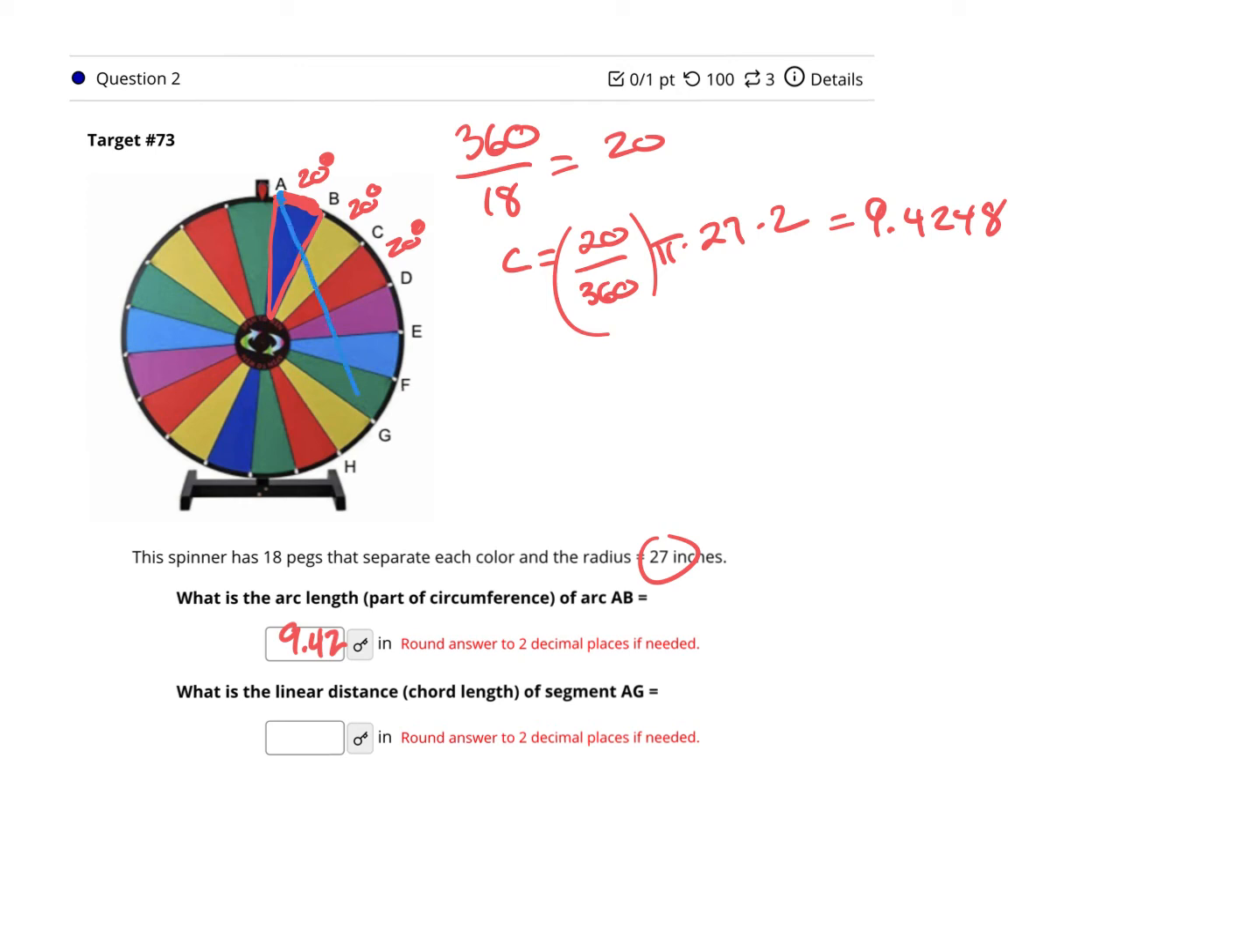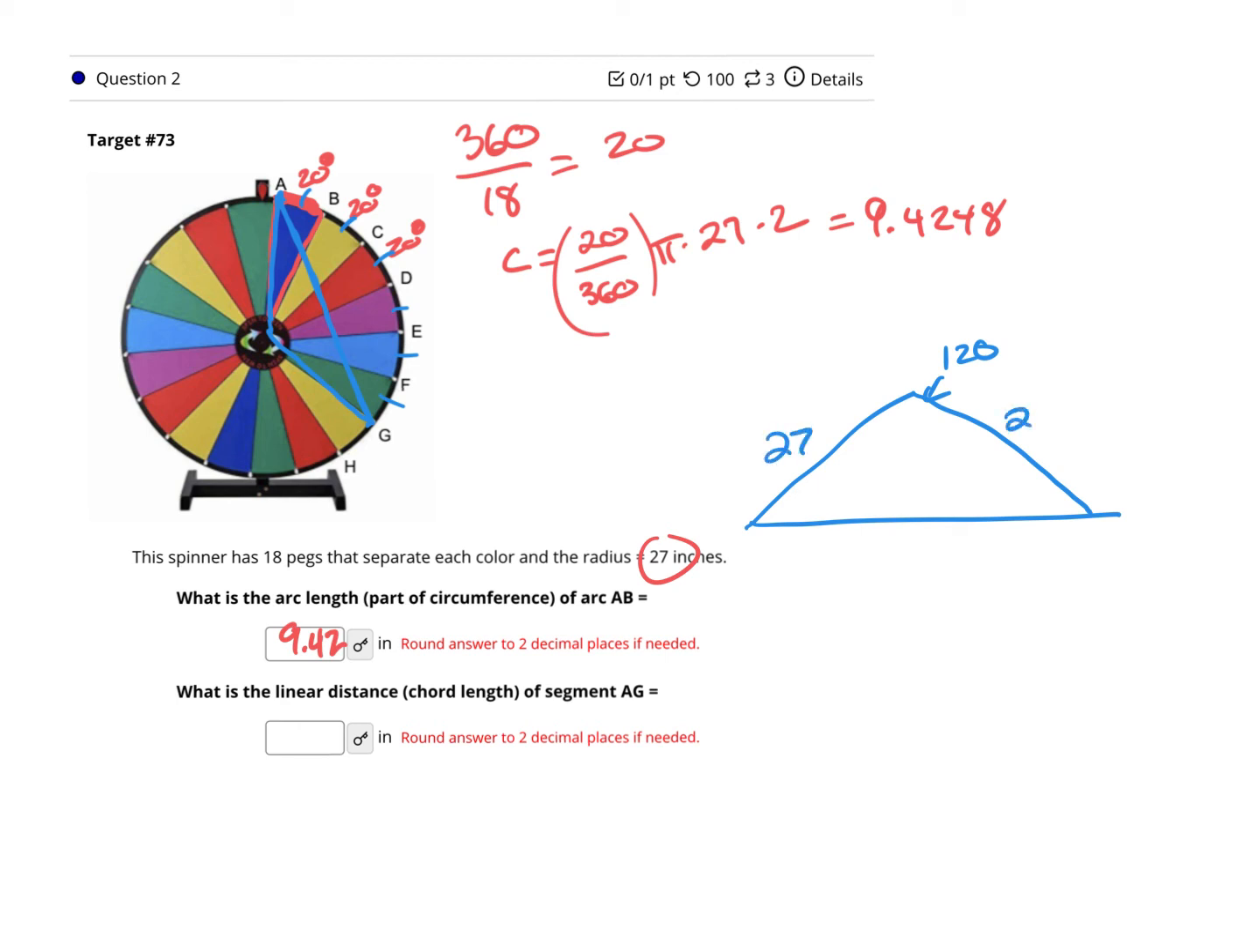Now the next part is asking me, what's the length of chord or segment AG? So if I go from A to G, that's this distance right here. Again, the first thing I need to do is I'm going to redraw this triangle over here to give myself a little more space. Now, there's 1, 2, 3, 4, 5, 6 of those in there. So 6 times 20 is going to be 120. So the measure of my central angle is 120.